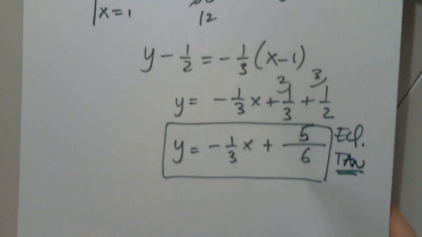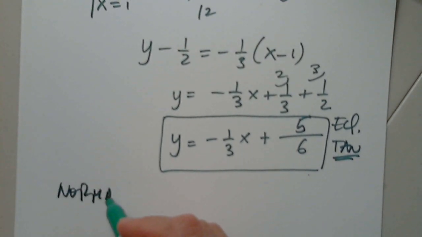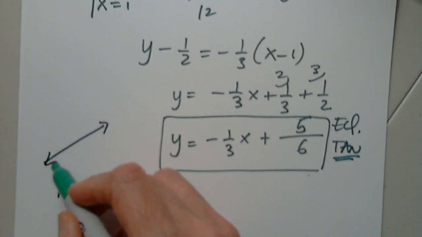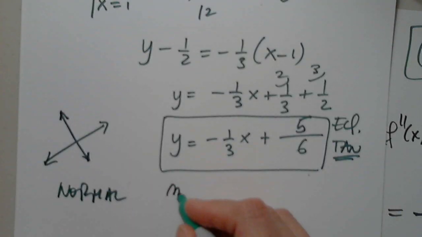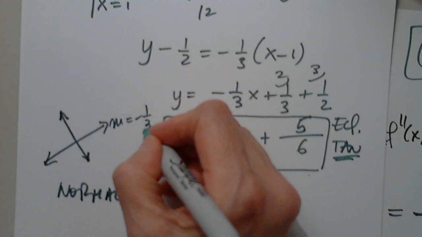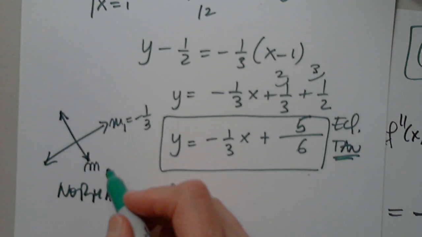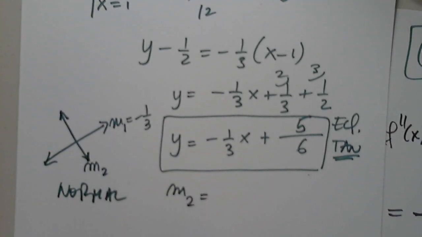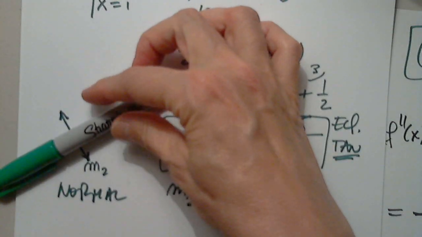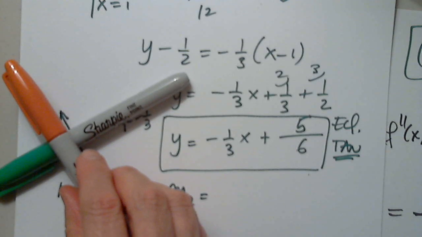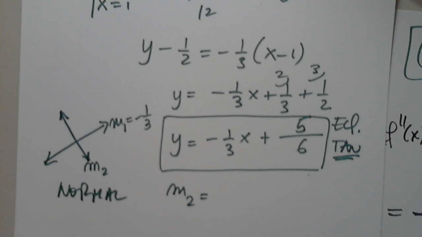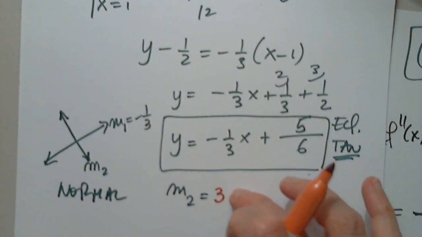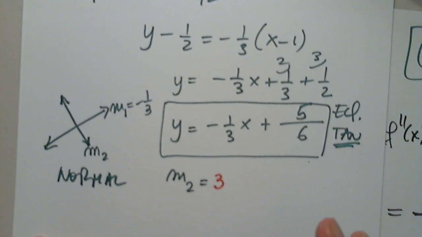Now, for the normal line: if this is the equation of the tangent, this will be the equation of the normal line. If the slope of the tangent is negative 1/3, what is the slope? So this is m1 and m2. What is the slope of the normal line? What is the relationship between the slopes of two lines that are perpendicular? Opposite reciprocals? Yes, so if this one is negative 1/3, this must be 3, so that the product is negative 1.